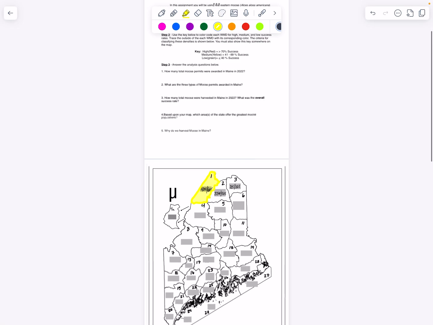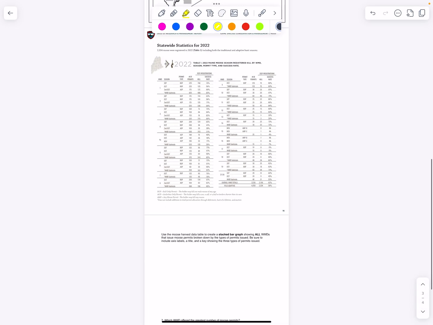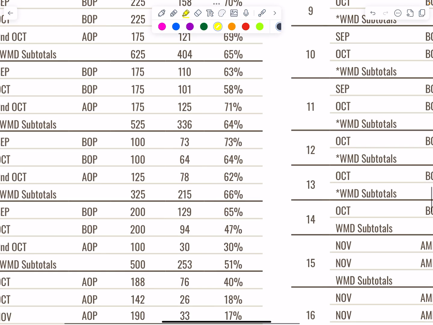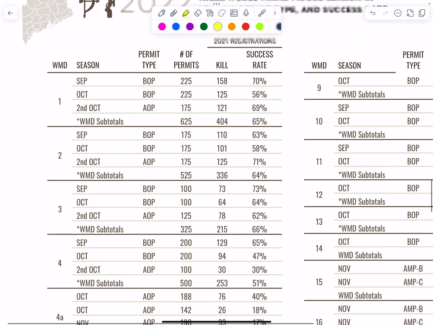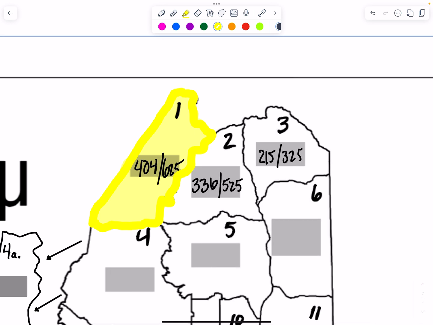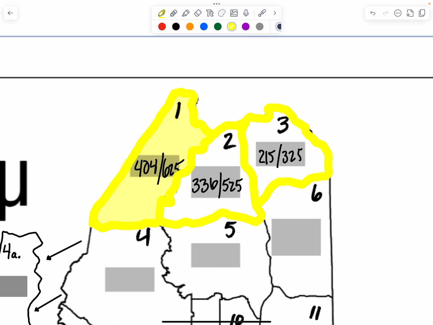If we take a look here, we can come back and look at District 2. District 2 had a 64% success rate overall, which is going to be yellow as well. And then boom, District 3 also 66%. So they're all in the 60s. They're all going to be considered pretty average success rate for Maine's moose hunts. So I'll just come in here, label all these guys like so, and then eventually come through and highlight each of these to color them in.